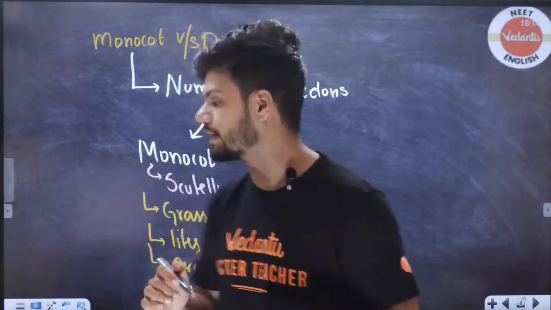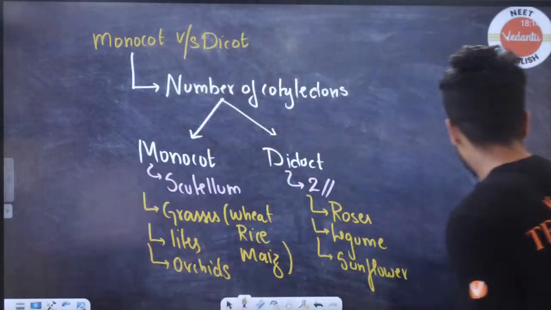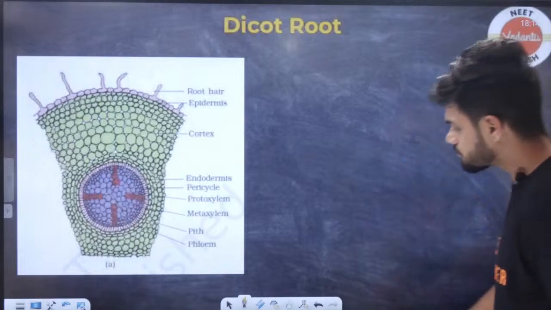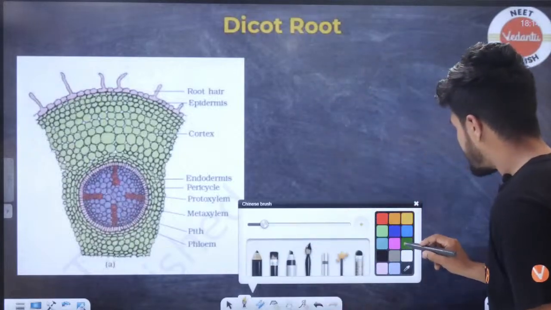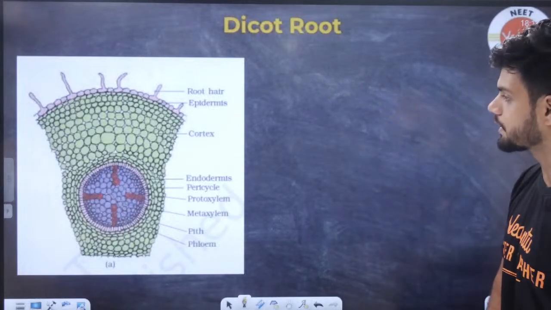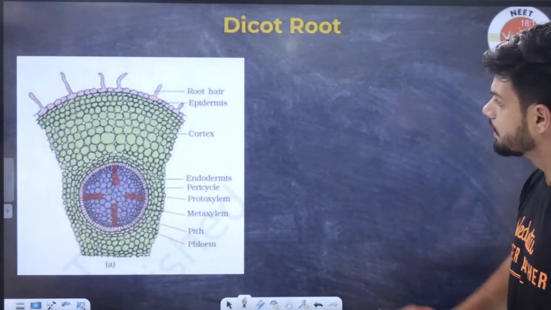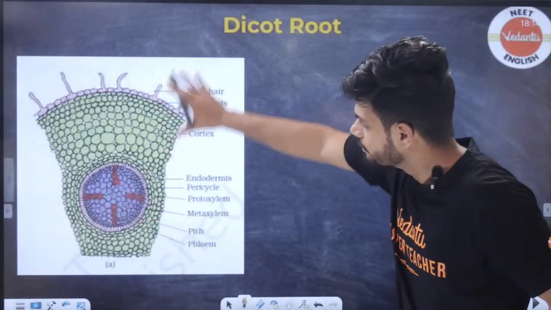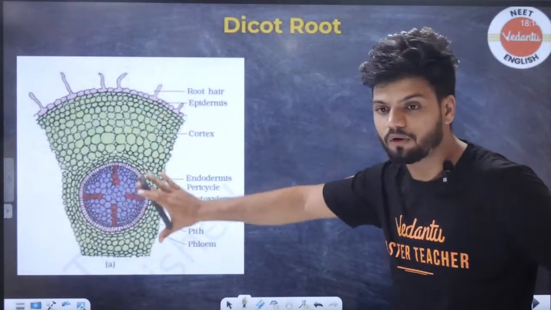So with that being said, let's get with the first diagram on the board right here. Now students, the first thing we are approaching is the dicot root. Can anyone tell me which is the outermost layer found in the dicot root?